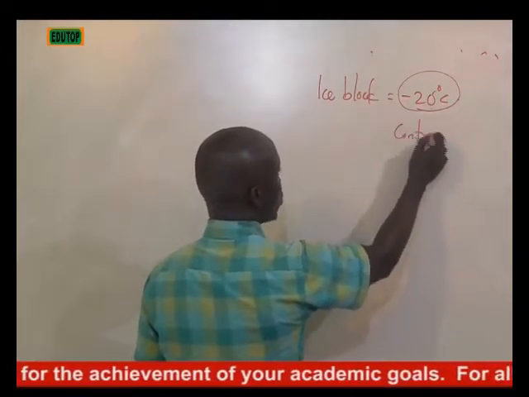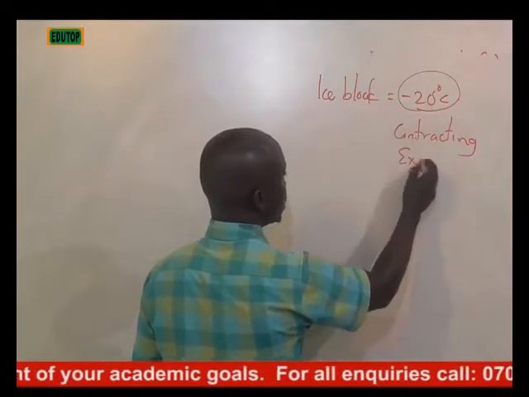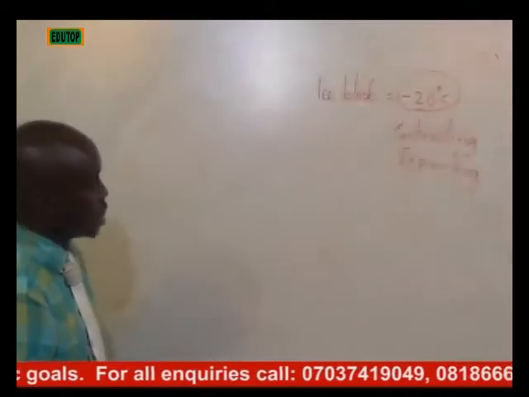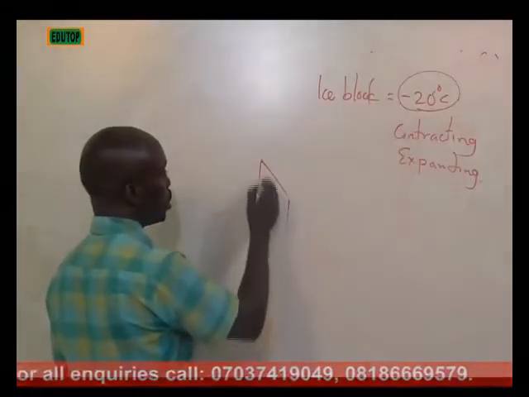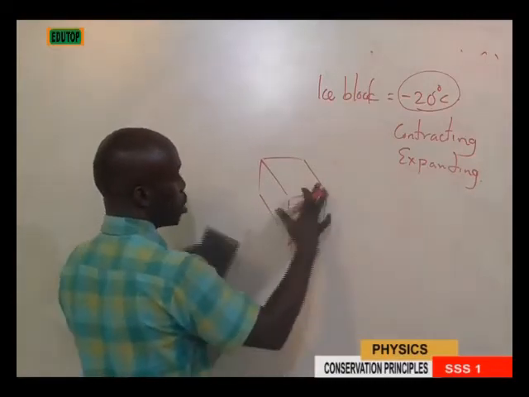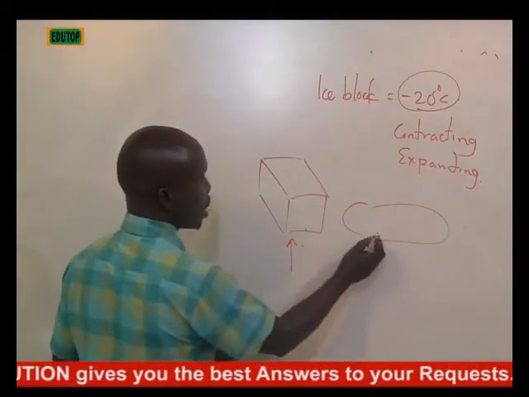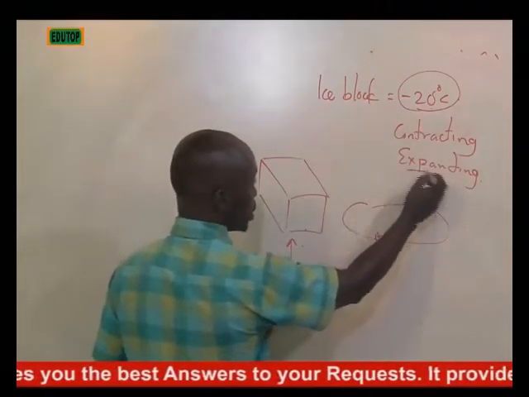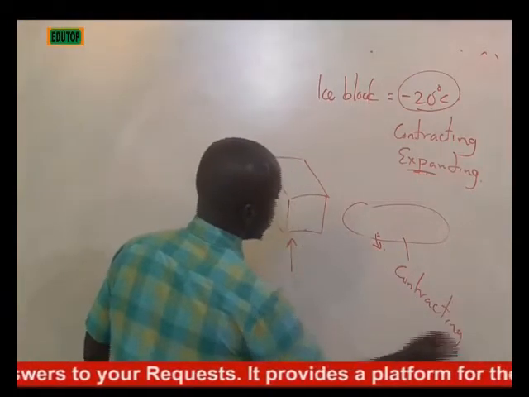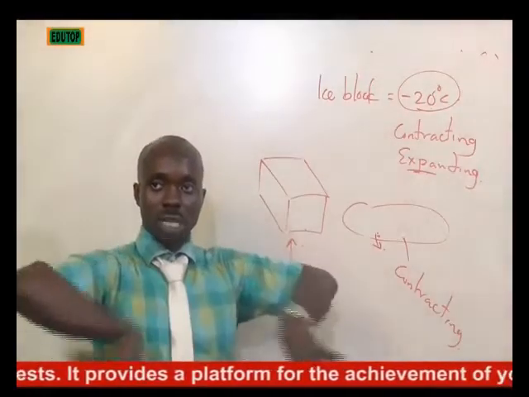Contracting. When I say contracting, when it's subjected to heat, it's now being what? Expanding. It's now expanding. It's an ice block, fine. But naturally, when the block is subjected to heat, it's supposed to be melting and turning to liquid. But a particular time came, instead of it to melt, that is expand, it was contracting. When it's melting, it's expanding. Do you understand? The structure is expanding.